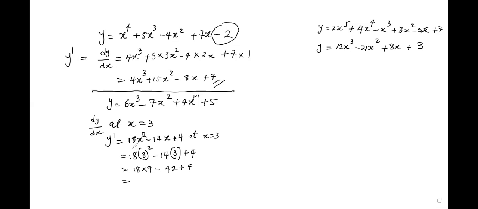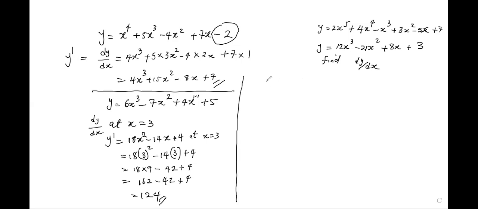162. Is it? 162. 162 minus 42 plus 4. So this should give us 162, 124 minus 43 plus 4. So this gives you that particular guy. Okay, so you can go and do these ones for me. This is just find dy upon dx. Good. So I will now give you the remaining rules we have.